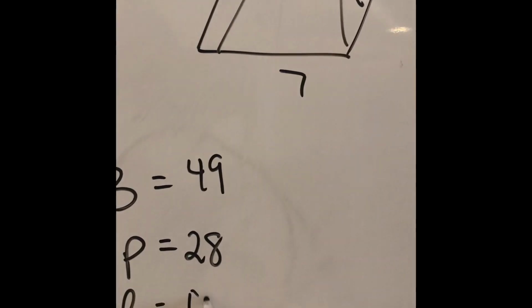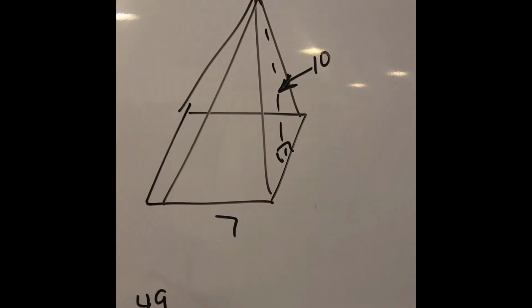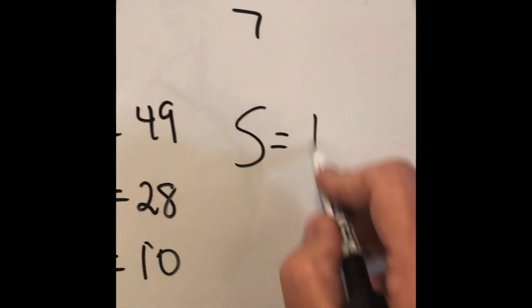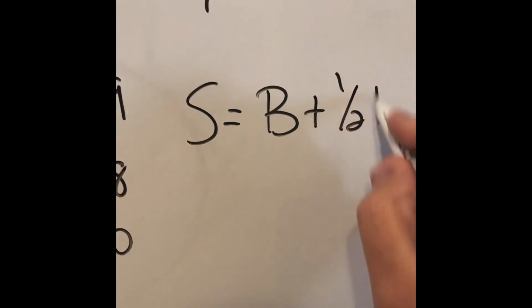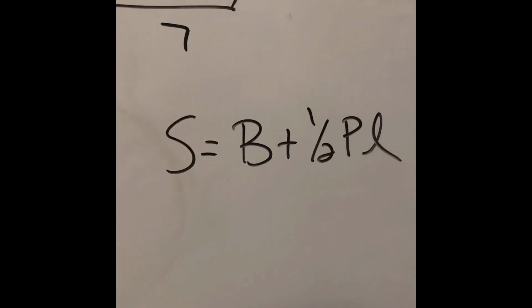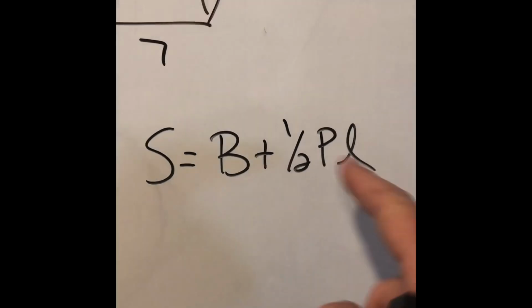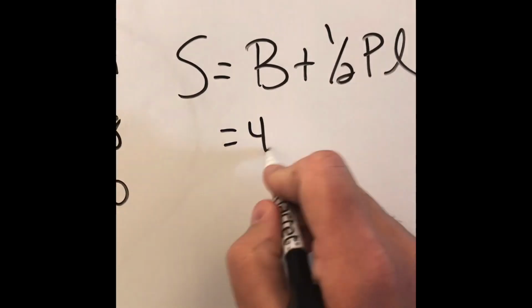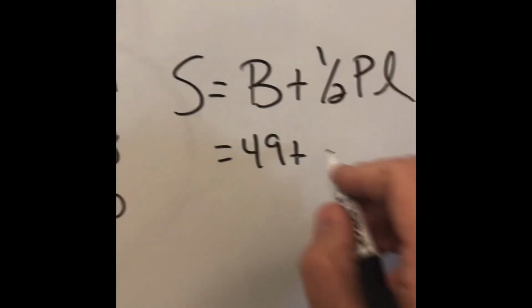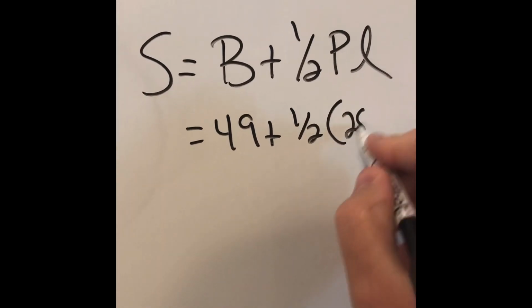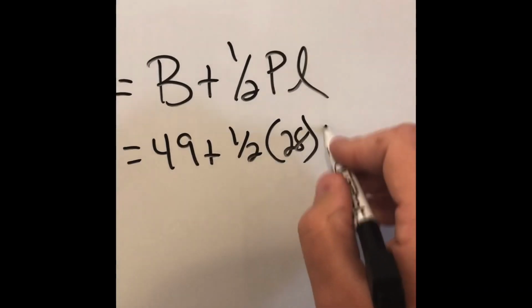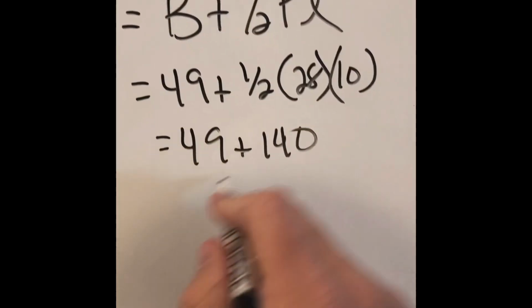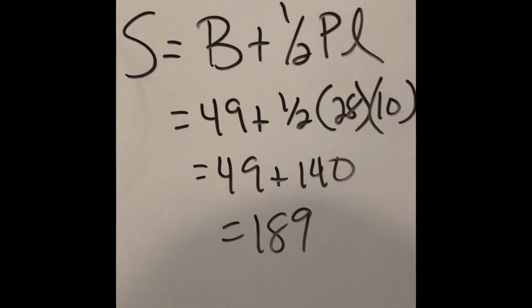And then they give you that the slant height is 10. So we want to put that into our formula, which, remember, is the area of the base plus 1/2 perimeter times slant height. So we're going to put in 49 for the base, 28 for the perimeter, and 10 for the slant height. So this is 49 plus 140, which gives me a surface area of 189.